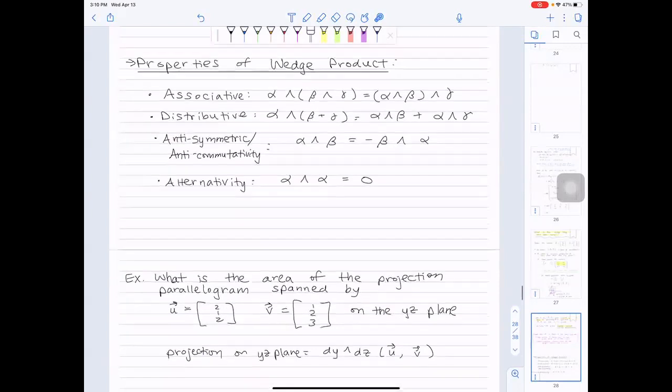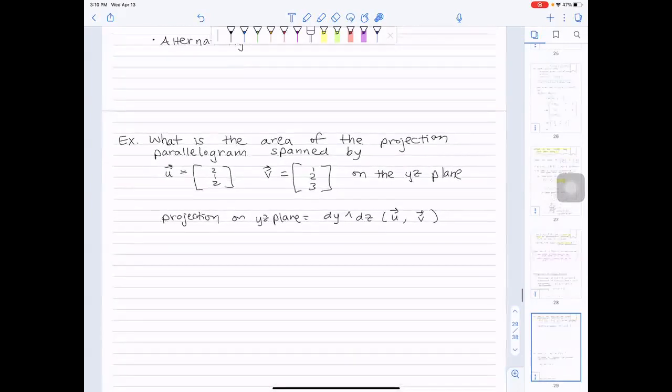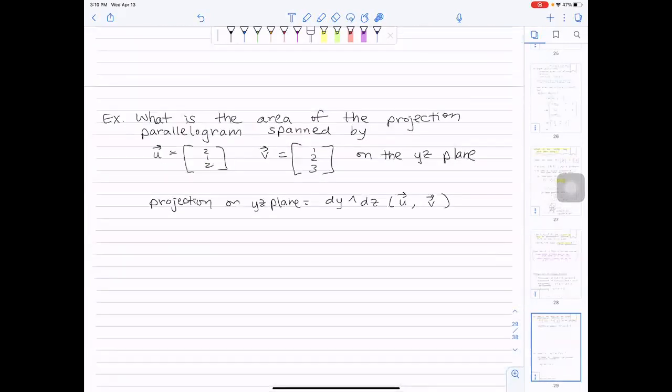Okay, so let's do an example here. What is the area of the projection of the parallelogram spanned by these 2 vectors on the YZ plane?